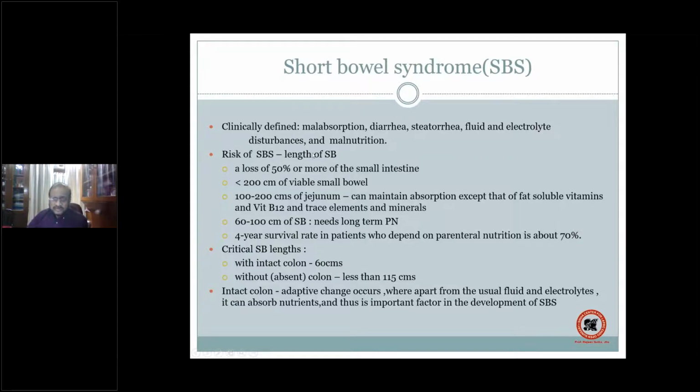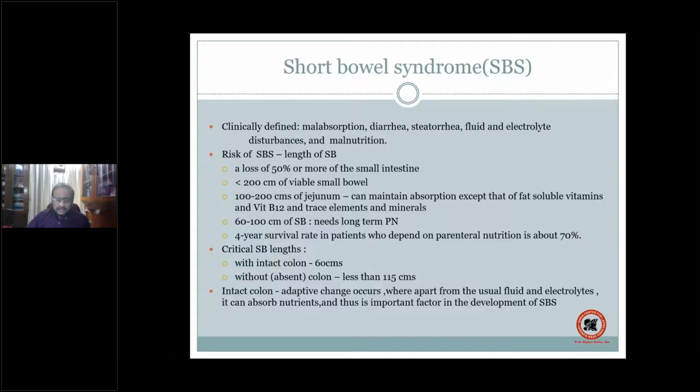When does the risk of short bowel syndrome occur? If there is a loss of 50% or more of the small intestine, or less than 200 centimeters of viable small bowel. Remember this: for the occurrence of short bowel syndrome, you have to have less than 50% of your 6-meter-long small bowel. Six meters was the average, remember, in the first lecture when we talked about the anatomy. So if you have 3 meters, or less than 200 centimeters of viable small bowel, in either case you would be having short bowel syndrome.